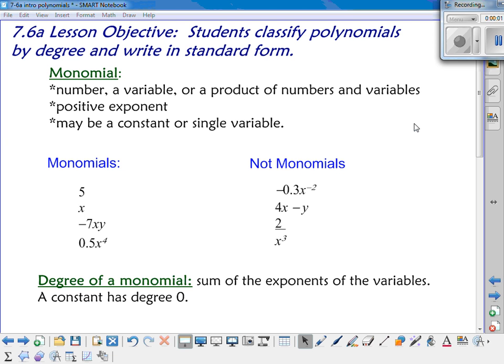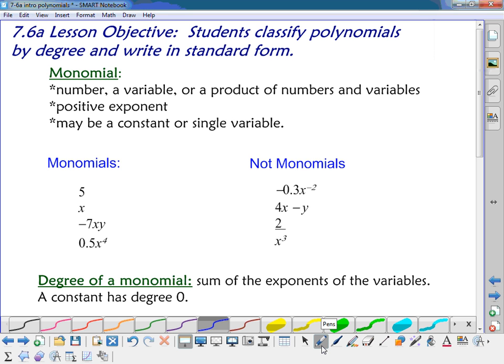Okay, so today we'll be talking about classifying polynomials by degree and writing them in standard form. First of all, we have a little bit of vocabulary. A monomial is a number, a variable, or the product of numbers and variables. You have to have positive exponents, and it can be a constant or a single variable. I have some examples and some non-examples down below.